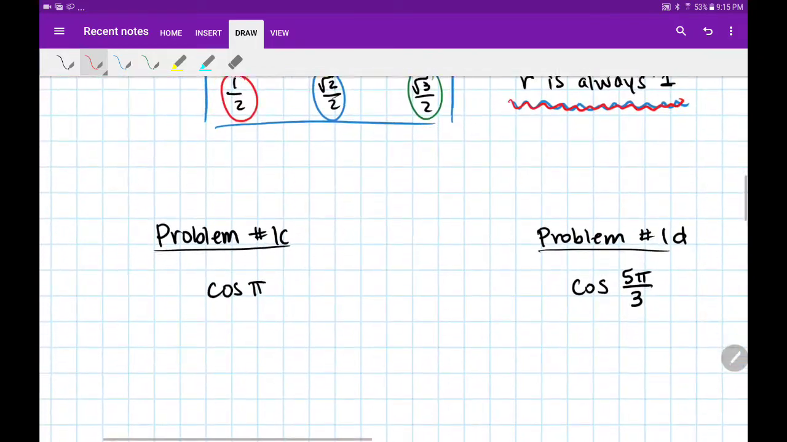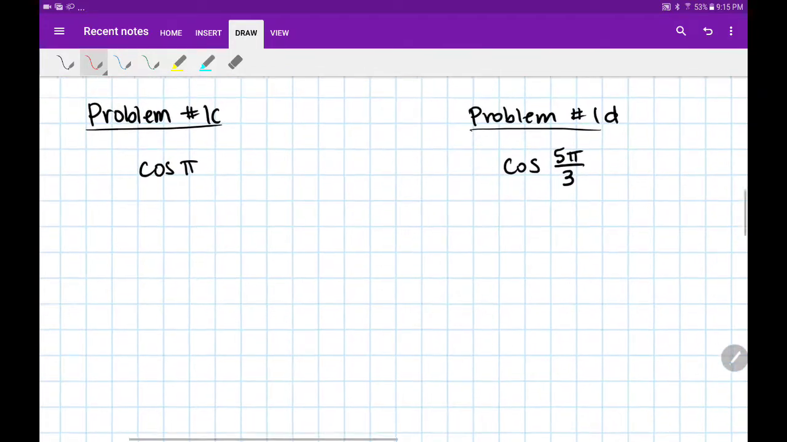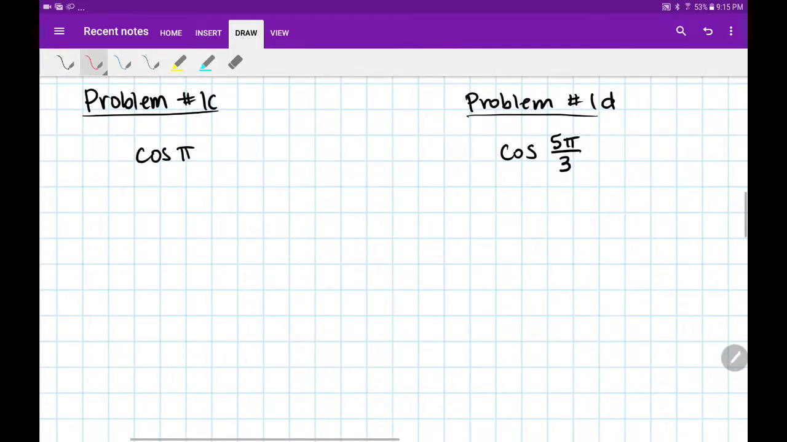Okay, so let's jump into the first problem. Problem number 1C. It says, evaluate cosine of pi. If you've written them down, then you'll remember that our first job is to convert this into degrees. So let's rewrite this. Cosine of pi represents 180 degrees. Our second step is write the formula. That's going to be x over r. I know that because that's what cosine's formula is.